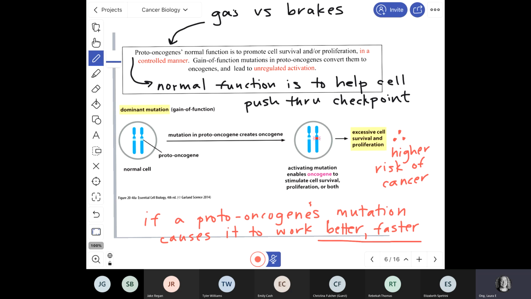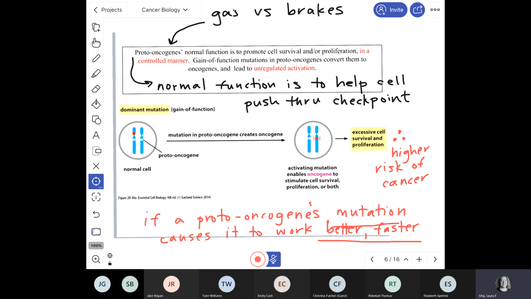So when we think about the whole world of mutations, we don't usually think that mutations make things work better, but there are some kinds of mutations that do that. Those are called gain of function mutations, where something works better, faster, more, and they tend to be dominant. That kind of mutation is a dominant mutation, and here's why.